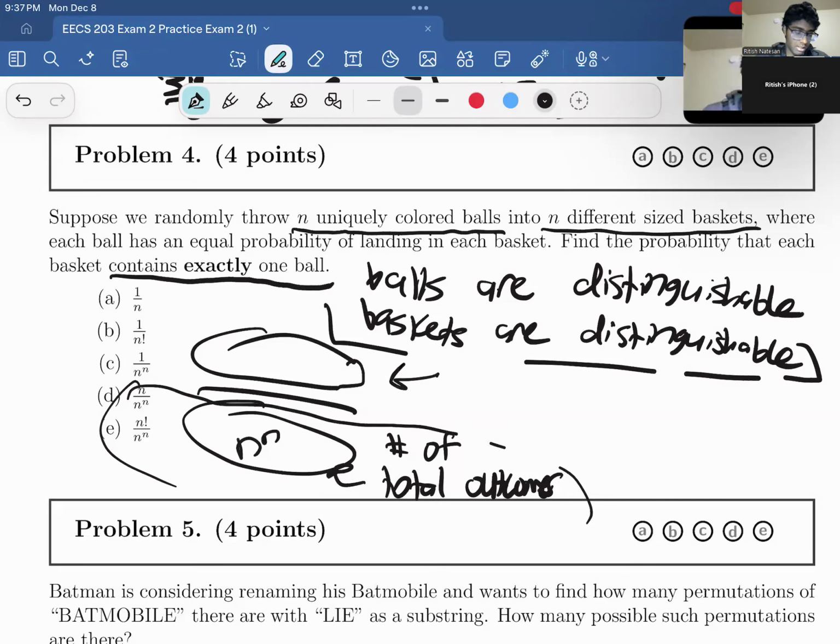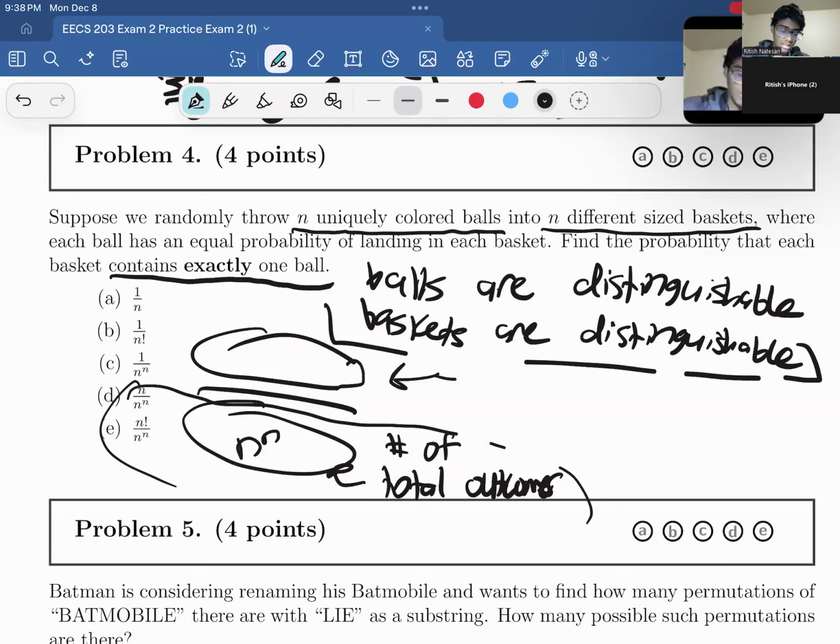So the numerator is going to be, again, we're going to be counting the number of outcomes that we actually care about. Before, for the denominator, we were counting based off of the balls first. So we were going through each of the n balls and seeing what are all the options for the baskets in which we can place each of the balls. Now for the numerator, we can actually count by the baskets, because the thing that's defining this scenario is that each basket must have exactly one ball in it.